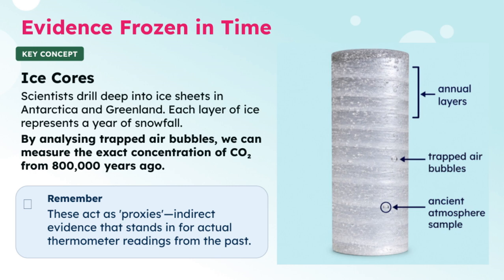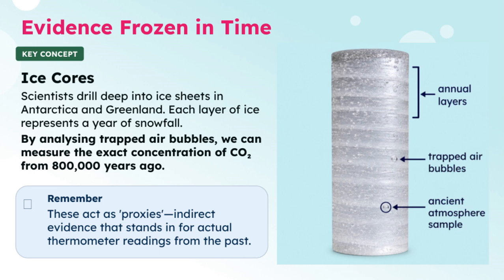As snow falls and becomes compressed into ice, tiny bubbles of air are trapped inside. These air bubbles are extremely valuable because they are samples of the ancient atmosphere. By analyzing them, scientists can measure gases such as carbon dioxide and methane from hundreds of thousands of years ago. The slide notes that ice cores can provide evidence from up to 800,000 years ago.